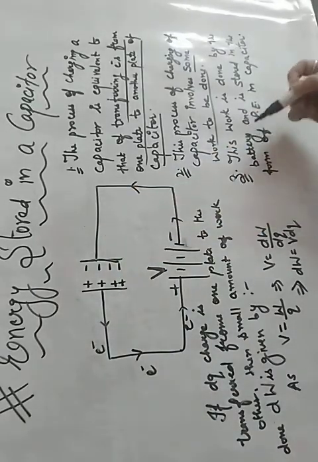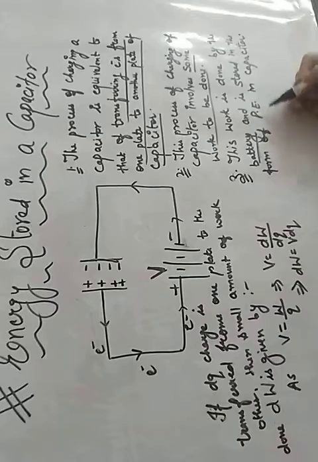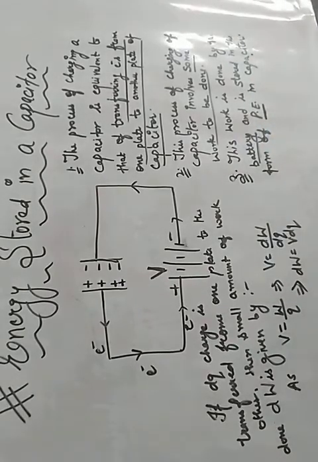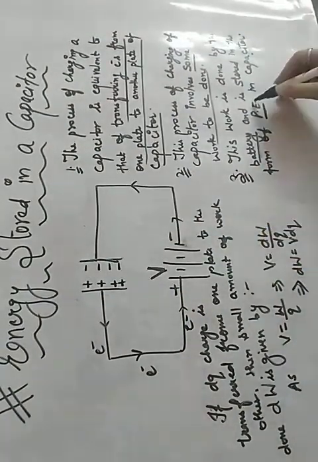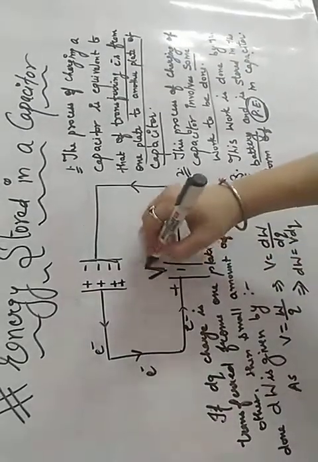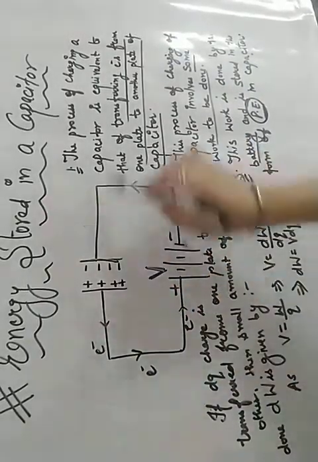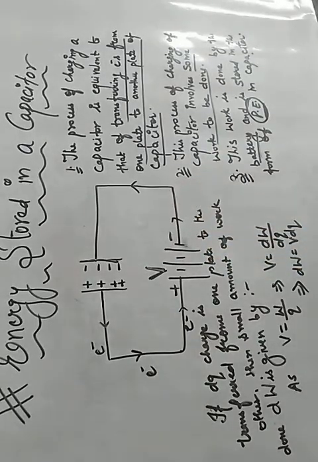So the third point is written: this work is done by the battery, and this work is stored in the form of potential energy in the capacitor. That means energy stored in the capacitor. For this we are finding out the formula for potential energy, which is done by the battery in moving the electrons from one plate to another, or I should say in charging the capacitor.